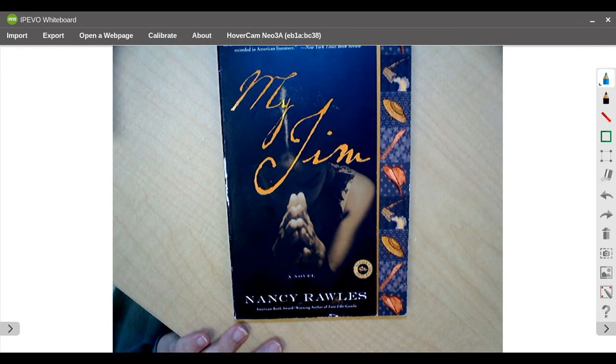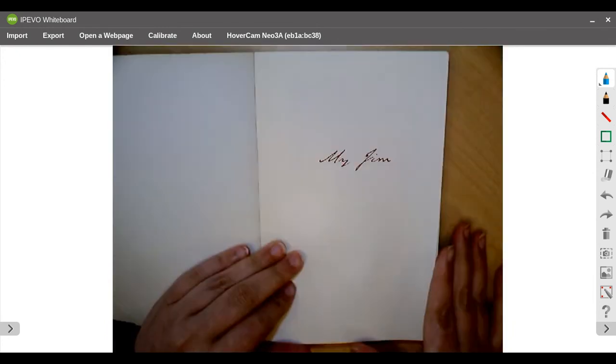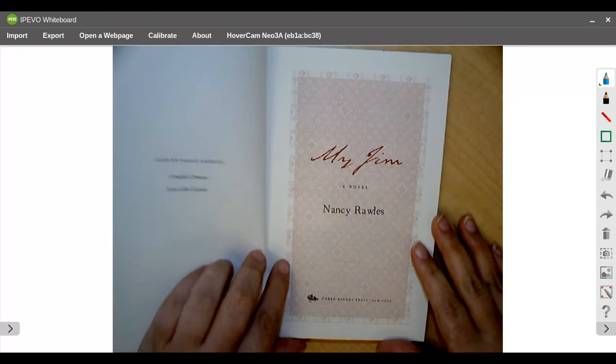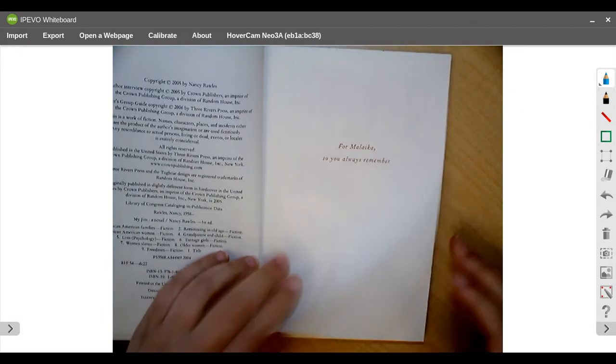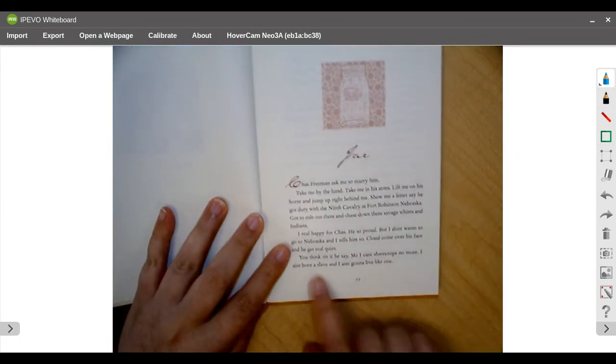Okay, so let's compare this to My Jim. If I open to the very first page of My Jim, I want you to notice how the voice of the speaker may be different. Okay. And I'm just going to read the whole first page here.